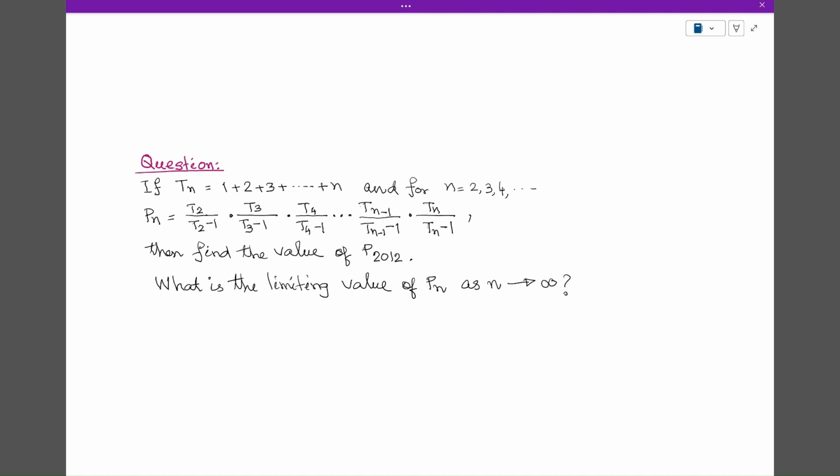Then find the value of P of 2012. Also find what is the limiting value of Pn as n tends to infinity.